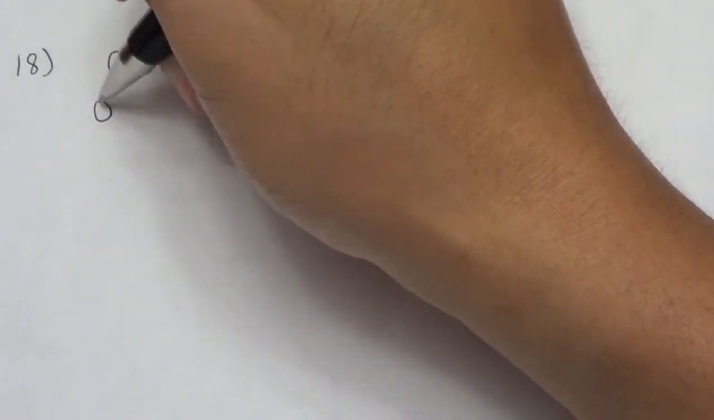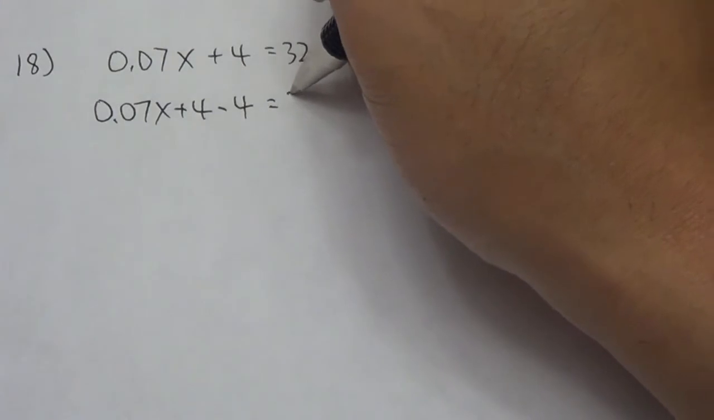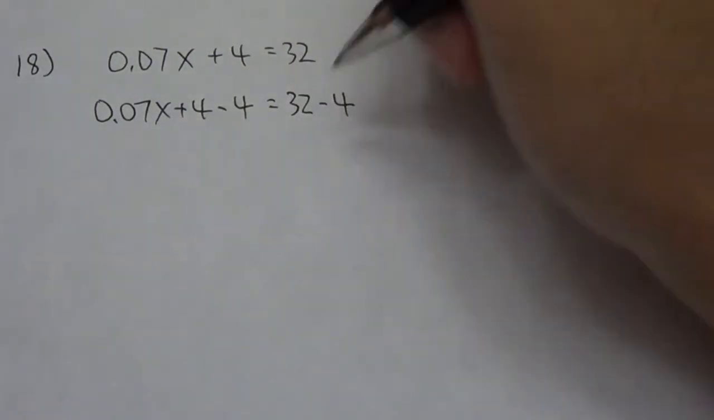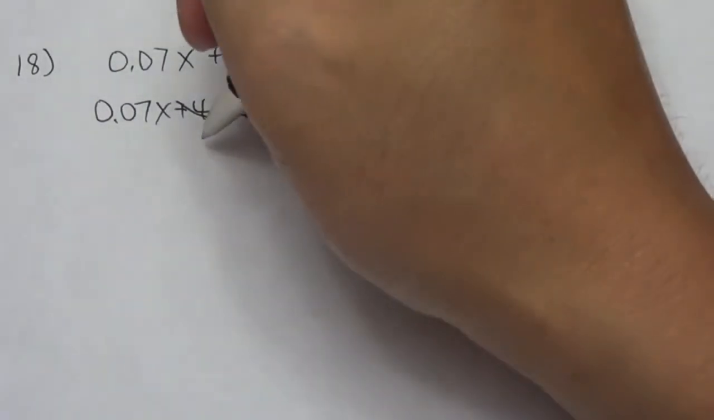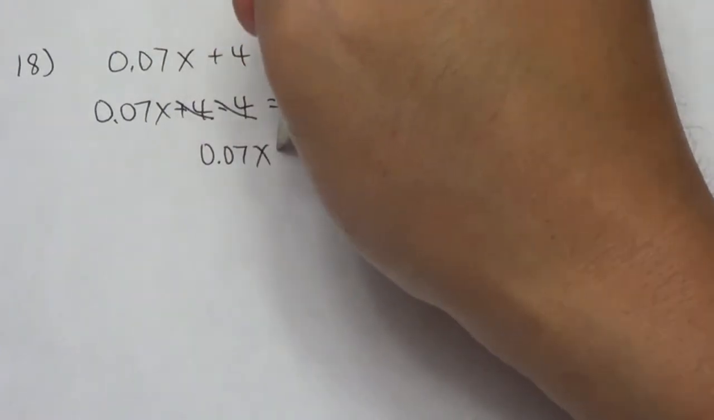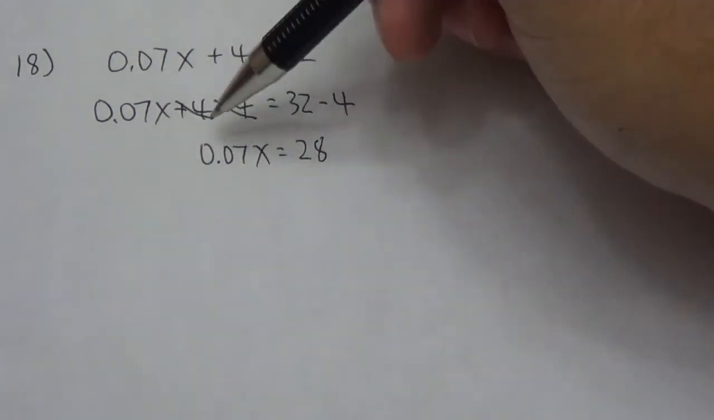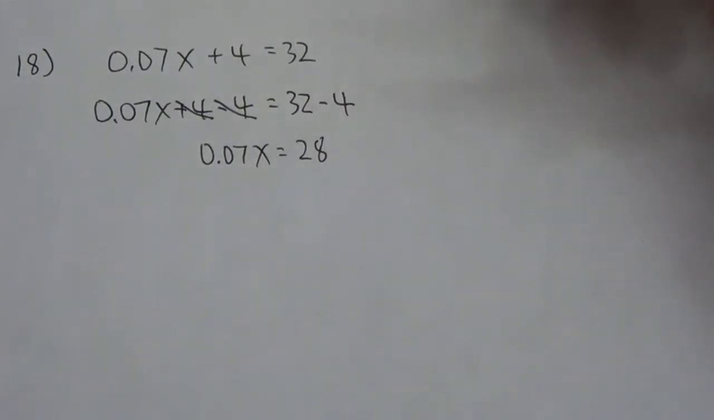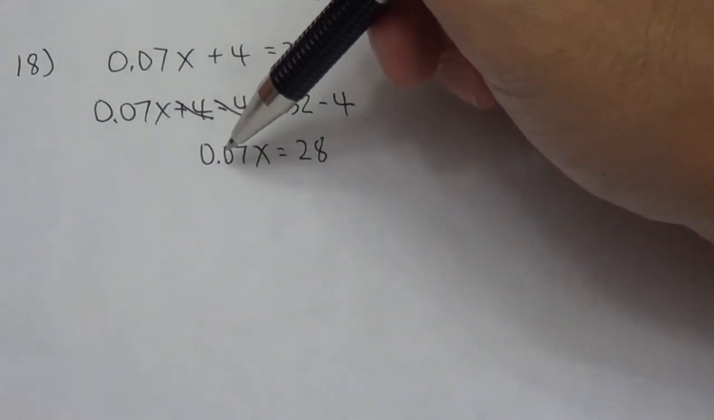I'll go ahead and subtract 4 on this side of the equation, and anything I do on that side, I need to do the same thing on this side. This will cause these two to cancel out, and then I'm left with 0.07 times x equals 32 minus 4, which is 28. Now I'm left with a one-step algebraic equation. To cancel out the multiplied by 0.07, I would need to divide by 0.07.